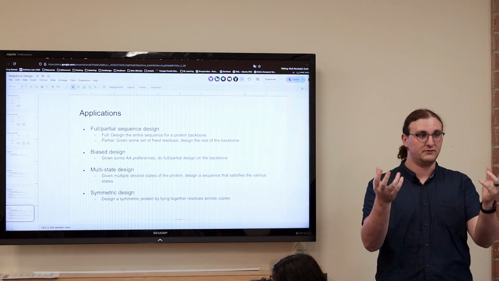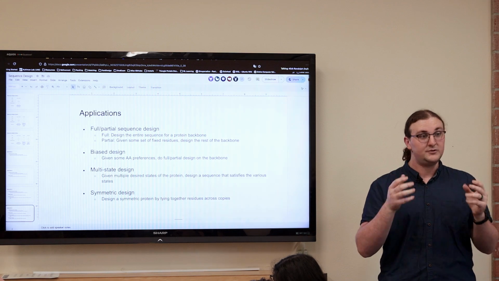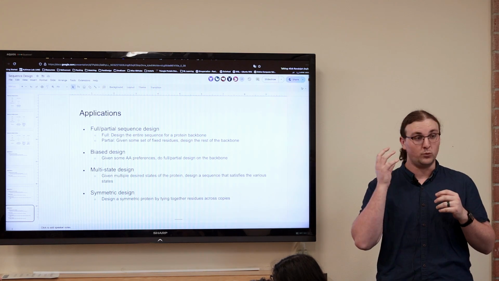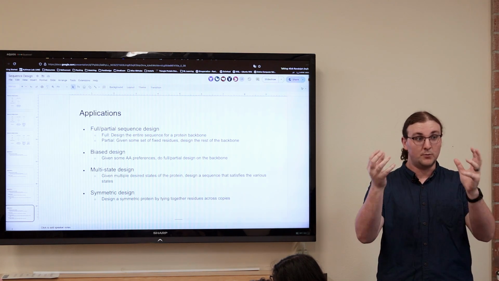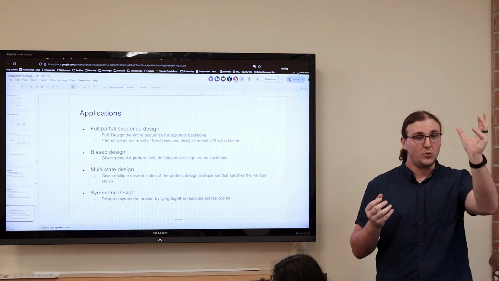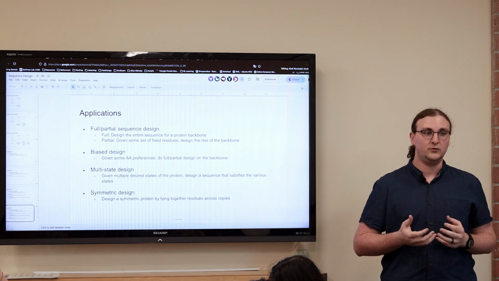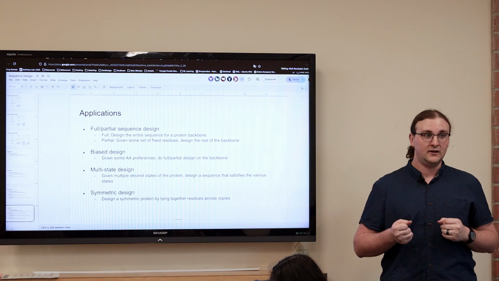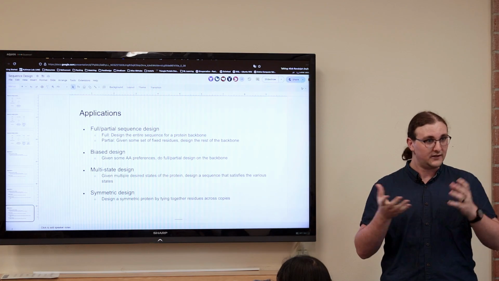You want something that is favorable for both of these states, but you can also do negative design. You can say, hey, I really don't want this state, and so bias away from it, whereas promoting this state. So there are multiple different ways you can do that. You can combine different constraints like that. So it can get really complex, but that's kind of the main idea.